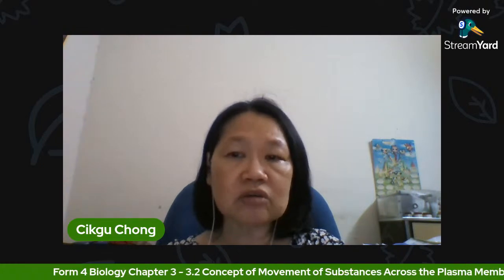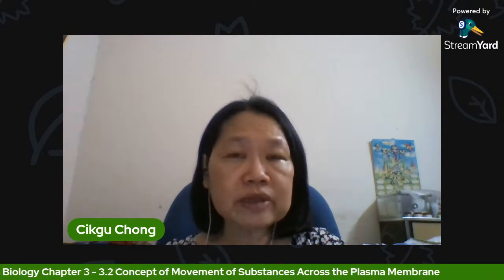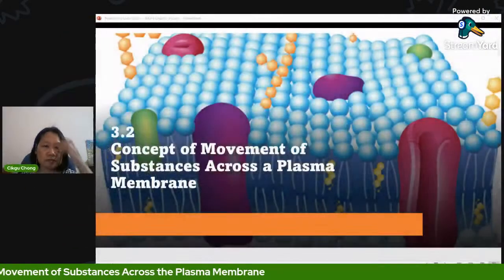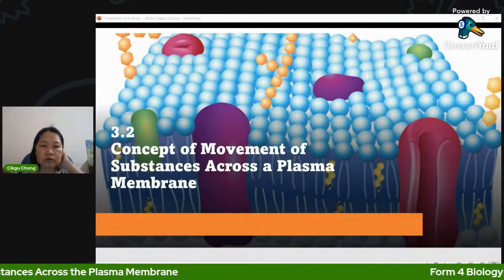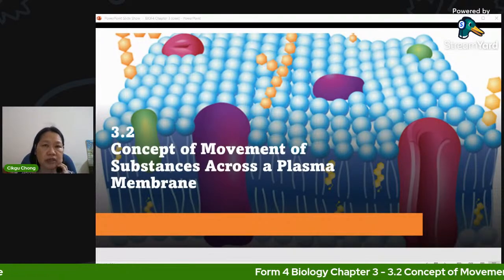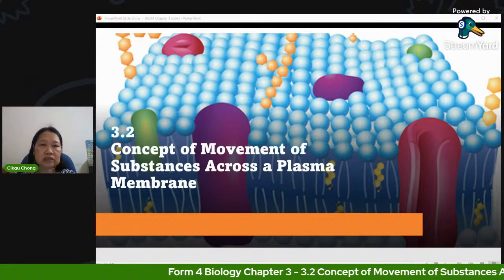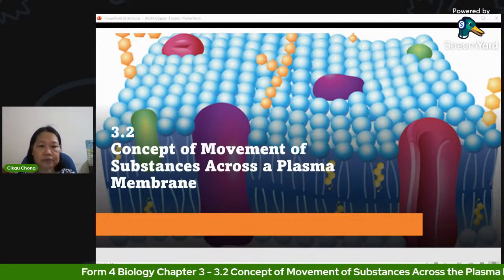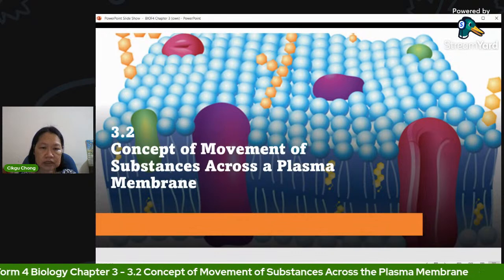Today I'm going to continue with chapter 3. Today I'm doing 3.2, which is the concept of movement of substances across the plasma membrane. I'm going to share screen now. I hope you can see this. In this lesson, I'm going to explain the types of transport, which are active transport and passive transport.